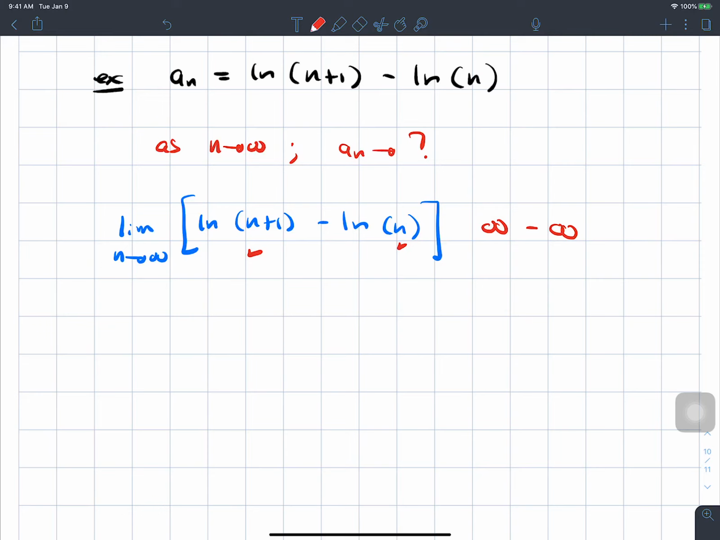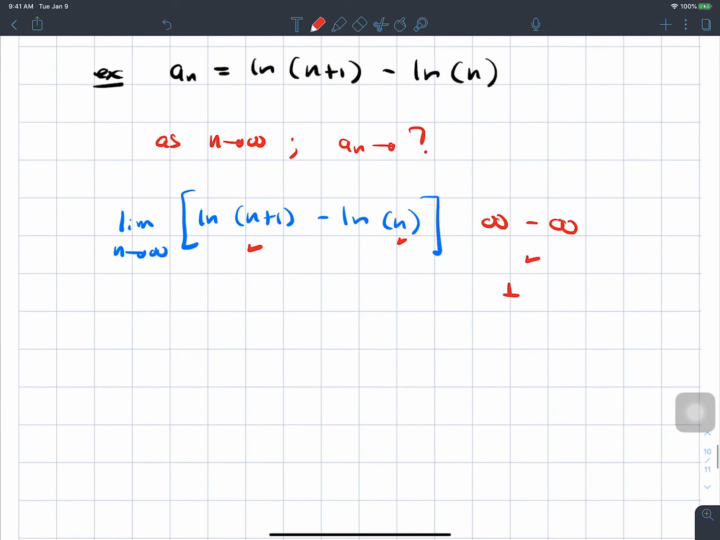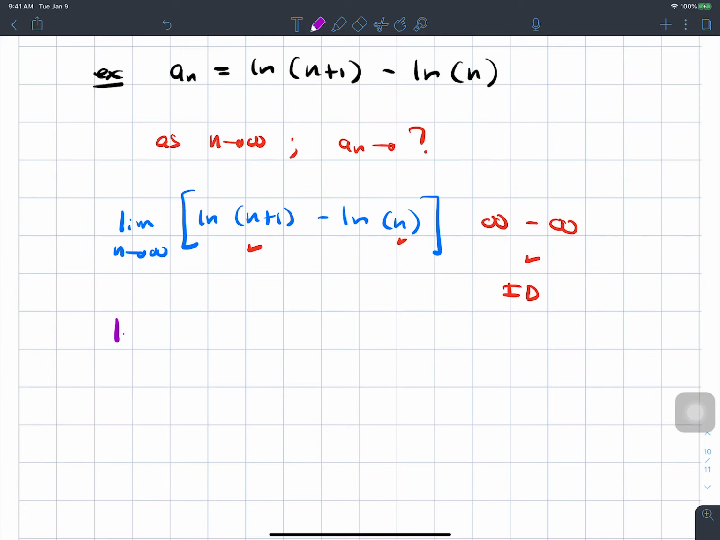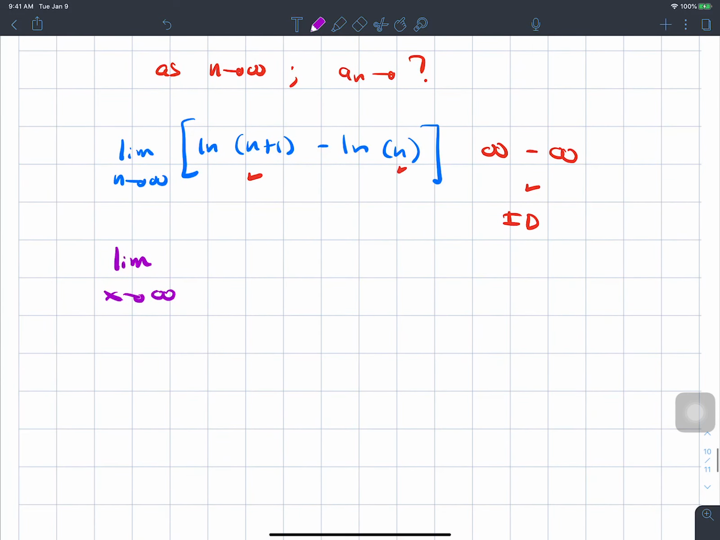And you may see this and say, there's something odd here. There's nothing odd about what I did. Everything here is fine. Infinity minus infinity. But if you're going to try to use L'Hopital's rule, because this is an indeterminate difference, I'll put this as ID. You can't use L'Hopital's rule here because the domain here is natural numbers. You can only use L'Hopital's rule when your domain is all real numbers or a subset of the real numbers, meaning you have to have a continuous curve.